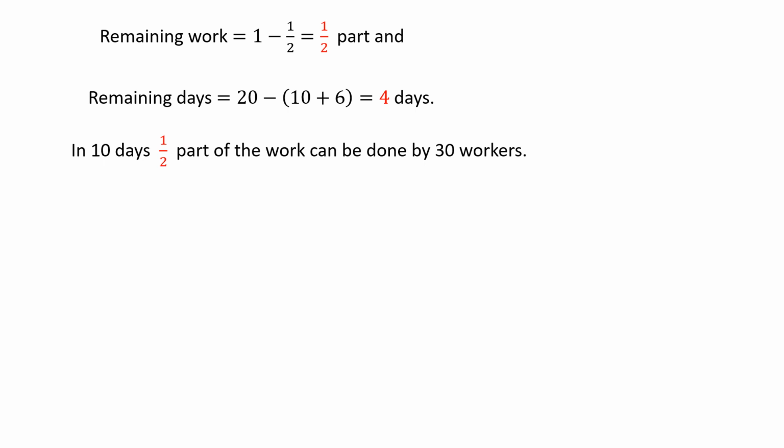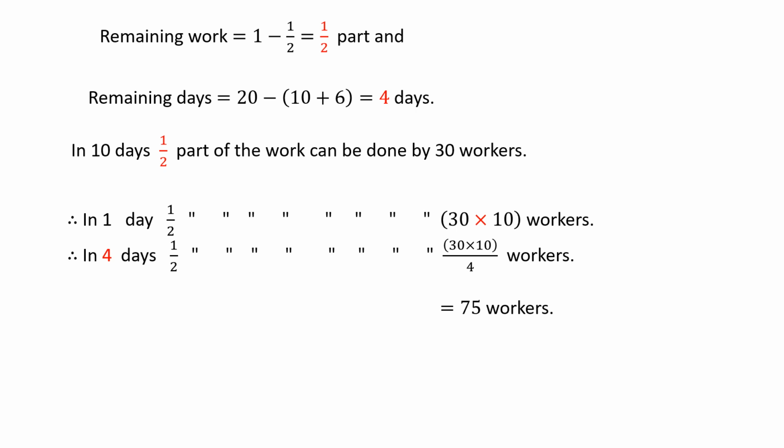In 10 days, 1 by 2 part of the work can be done by 30 workers. We got that from the previous slide. So in 1 day, 1 by 2 part can be done by 30 times 10 workers. Please do not divide this time, because if you want to complete the work in 1 day, you are going to need more workers, so you need to multiply.